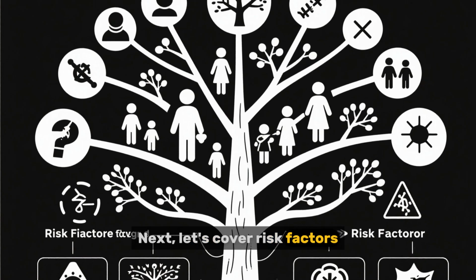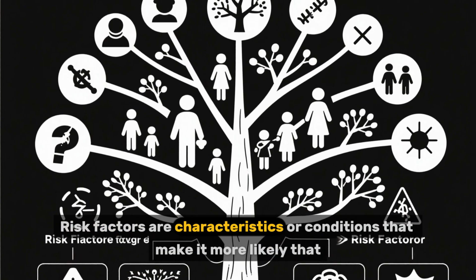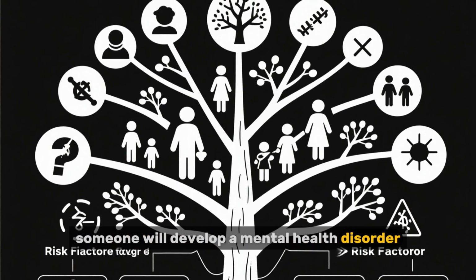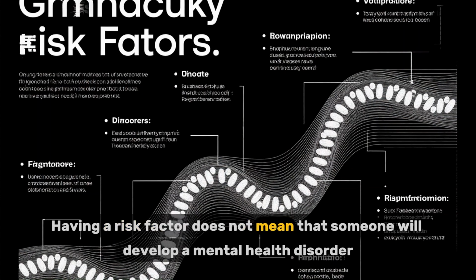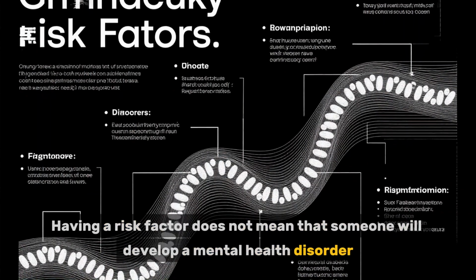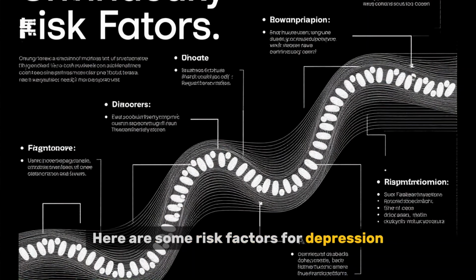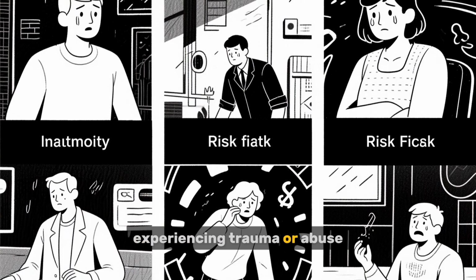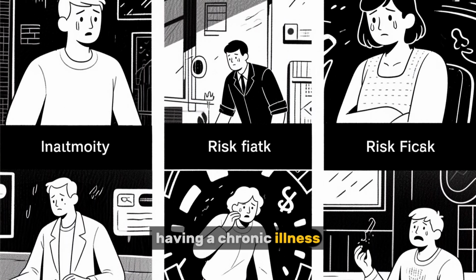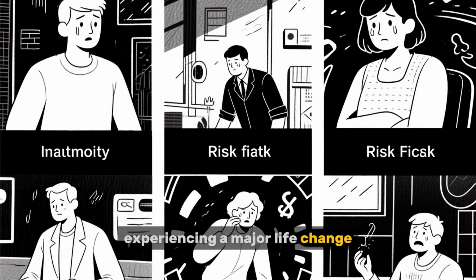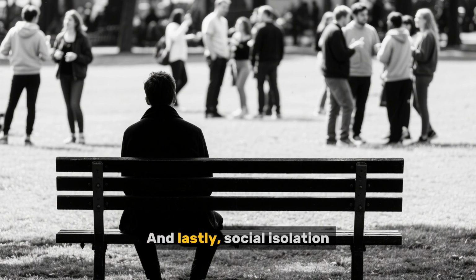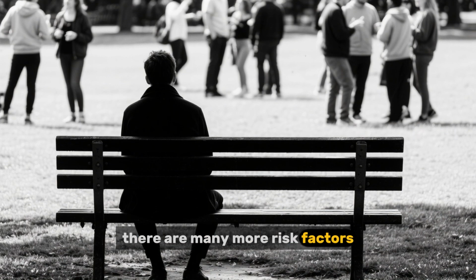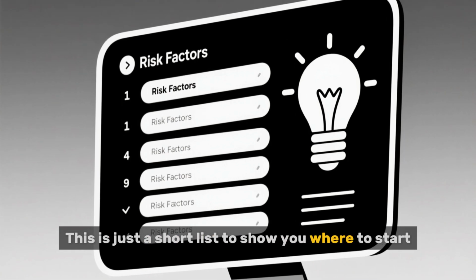Next, let's cover risk factors. Risk factors are characteristics or conditions that make it more likely that someone will develop a mental health disorder. Having a risk factor does not mean that someone will develop a mental health disorder. Here are some risk factors for depression. Having a personal or family history of depression, experiencing trauma or abuse, having a chronic illness, experiencing a major life change, grief or loss, and lastly, social isolation. Of course, there are many more risk factors. This is just a short list to show you where to start.